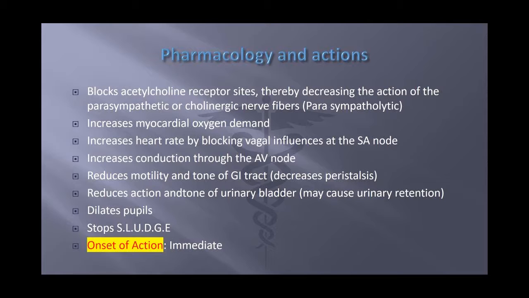It increases heart rate by blocking vagal influences at the SA node. It increases conduction through the AV node. Atropine also reduces motility and tone of the GI tract, and it reduces action and tone of the urinary bladder. It also dilates pupils and stops SLUDGE. The onset of action is immediate.